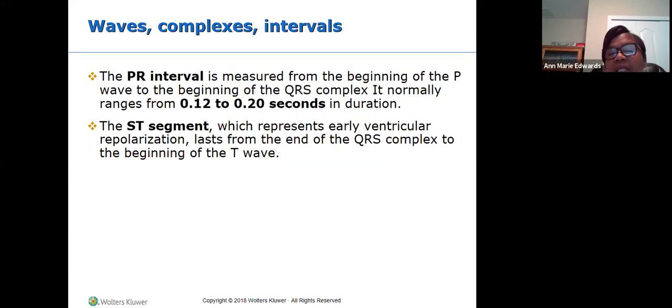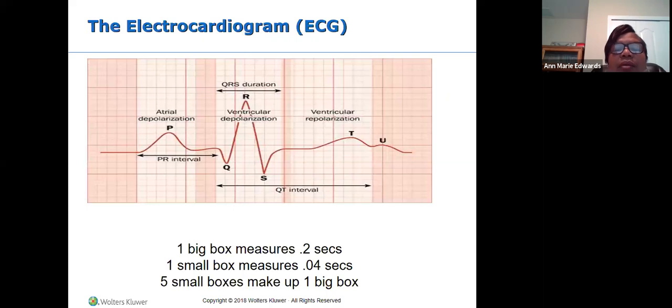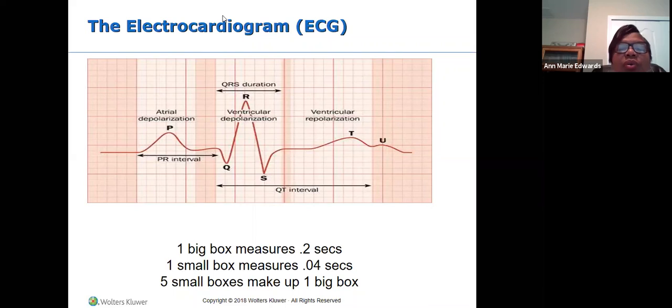The ST segment, which represents early ventricular repolarization, lasts from the end of the QRS complex to the beginning of the T wave. Let's look a little bit on some pictures to make this a little clearer. Okay, we talk about our P wave. So here we see our P wave, okay?